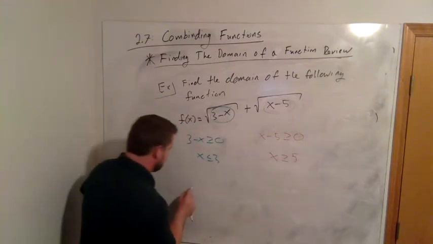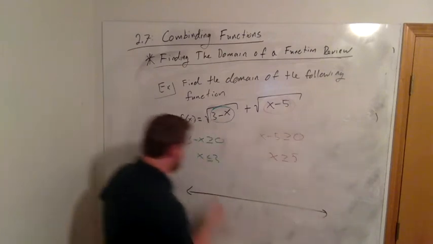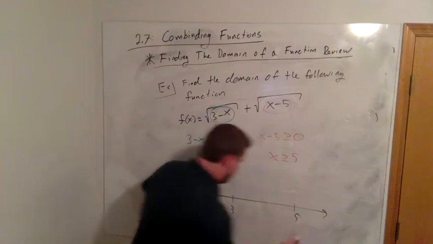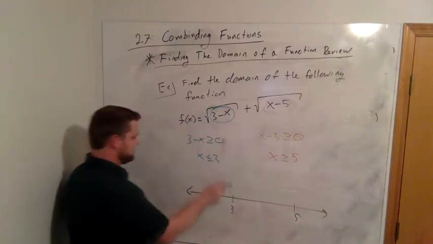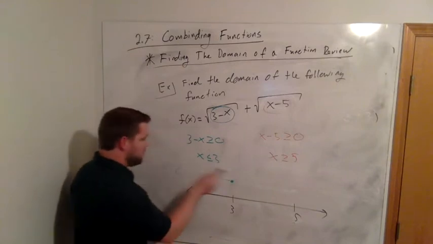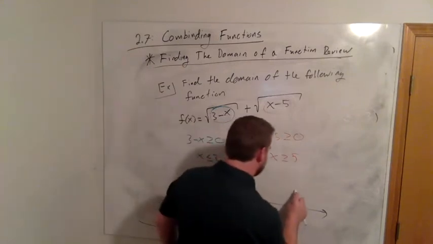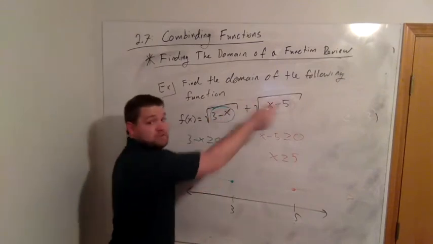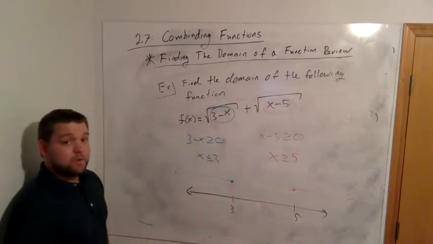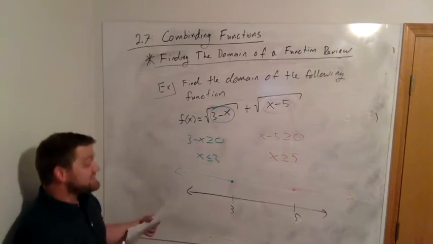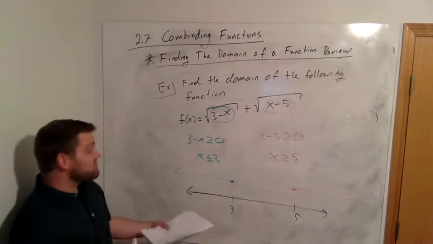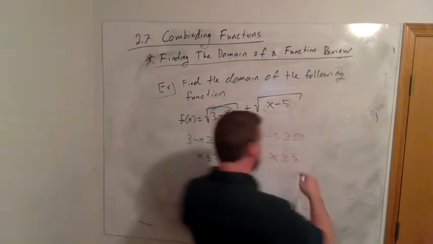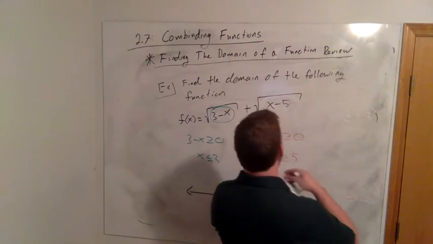So if I'm sketching this on a number line, okay, here's 3, and here is 5. Well, x can be less than or equal to 3, or x can be bigger than or equal to 5. Okay, so I need to find what values of x work for both of these pieces. So I need to look for the overlap, but there is no overlap. There is no value of x here that'll work for both of these functions. This function is broken.